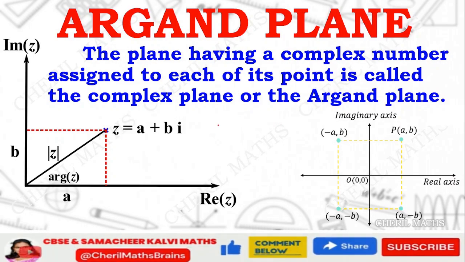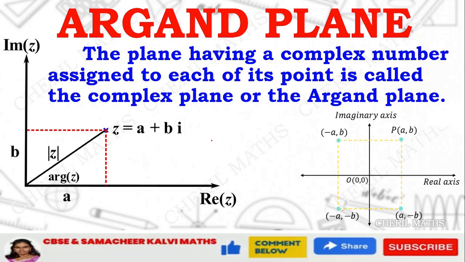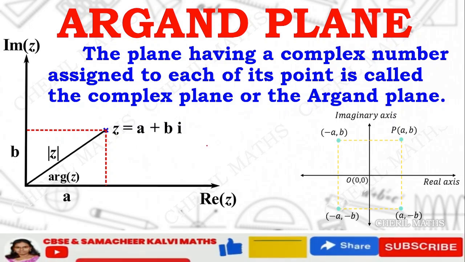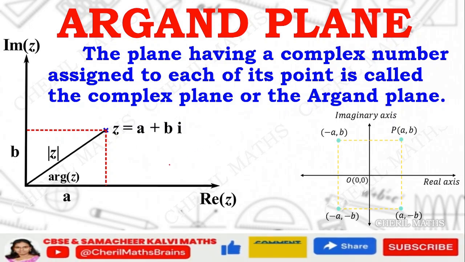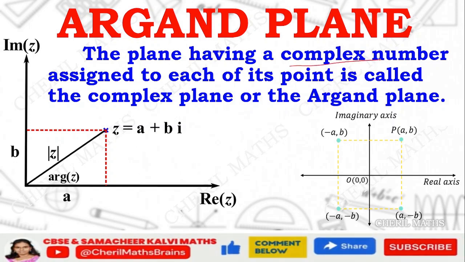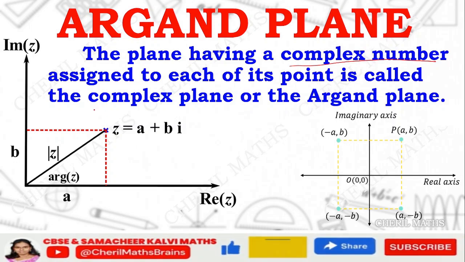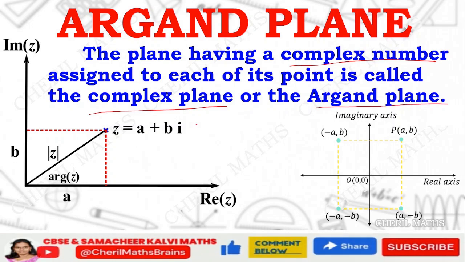We already learned about the complex plane in the initial videos, wherein we learnt about the third axis, that is the imaginary axis. So that's what we are going to see here also. What is this Argand plane? The plane where you have the complex number assigned to its point is called the complex plane. This complex plane is only called the Argand plane, children. So this is nothing but the complex plane.